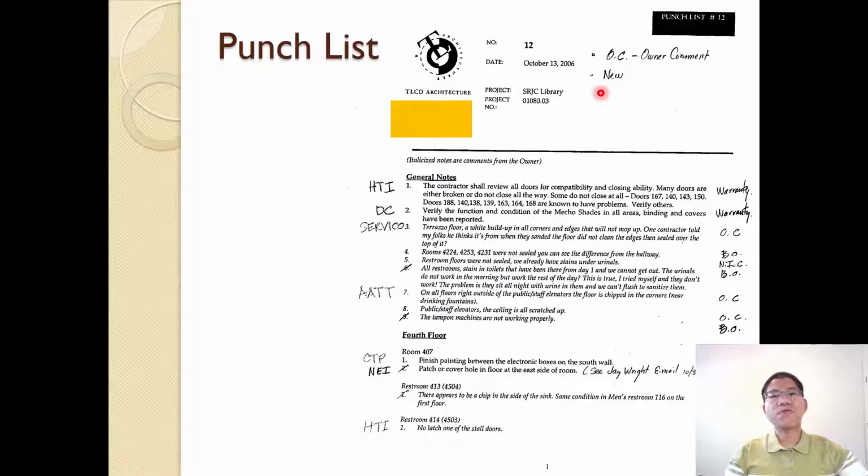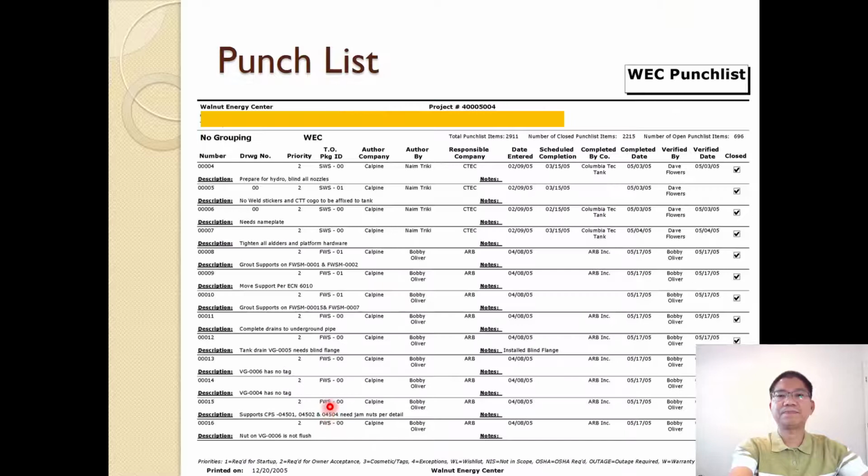Who is responsible for it, and a general note: fourth floor, what are the issues at room 407. You see room 407, things like that, you have it in here. What happened: the finish painting between the electrical boxes on the south wall has an issue, and the contractor has to fix it. And who is responsible? The initials are here.